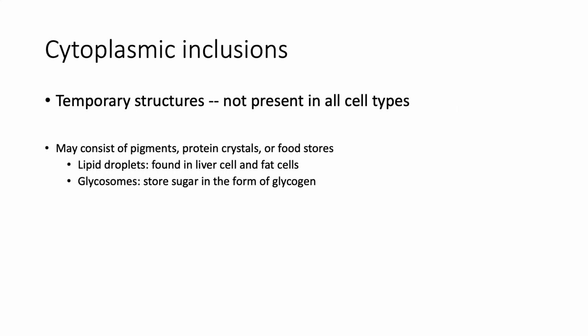Small little structures like cytoplasmic inclusions. These are temporary structures. They are not present in all cells. They may consist of pigments, proteins, fat, glycosomes, and that sort of stuff.